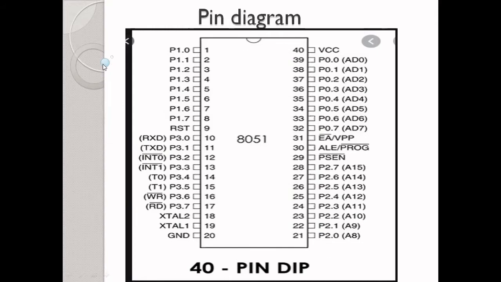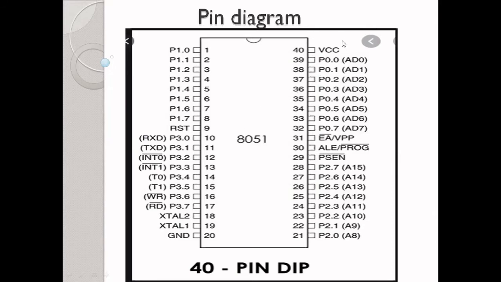There are 4 ports available: port 0, port 1, port 2 and port 3. In each port there are 8 pins. Port 0 has 8 pins, port 1 has 8 pins, port 2 has 8 pins and port 3 has 8 pins.